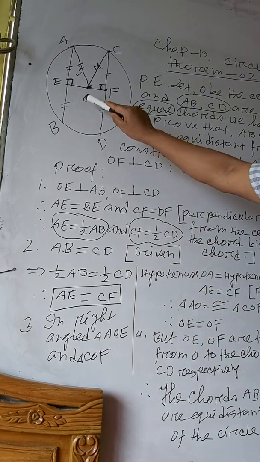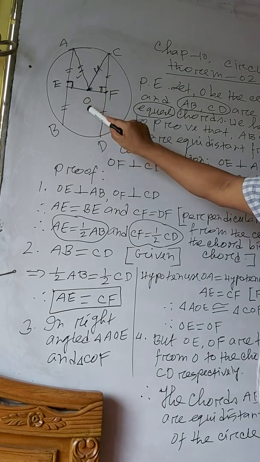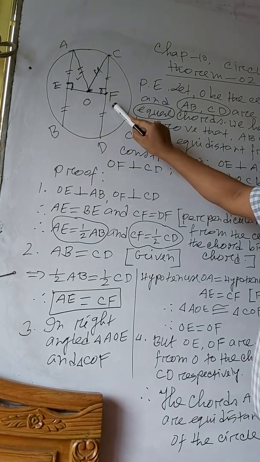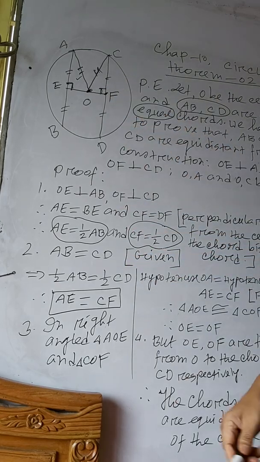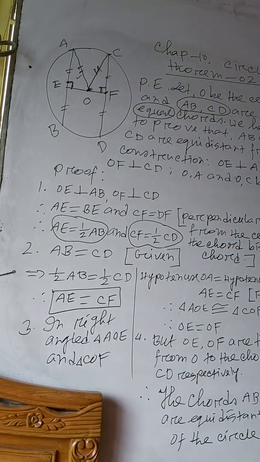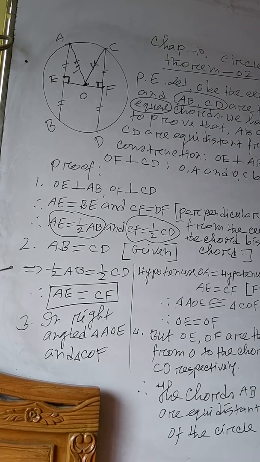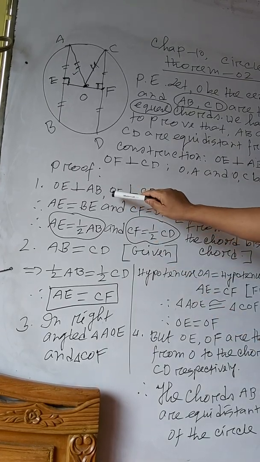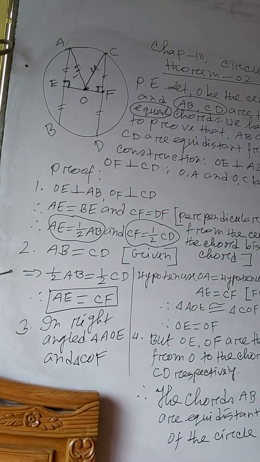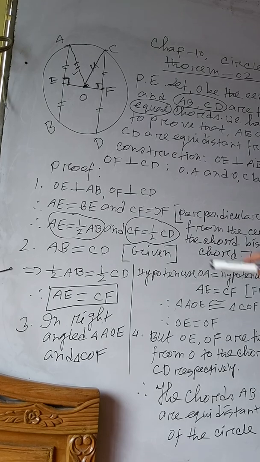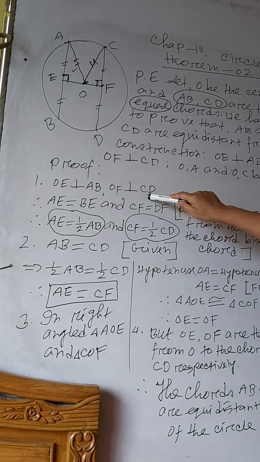Construction. Let us now draw the perpendicular OE to the chord AB and OF to the chord CD, and finally join OA and OC. This is the required construction. OE is perpendicular to AB, OF is perpendicular to CD.